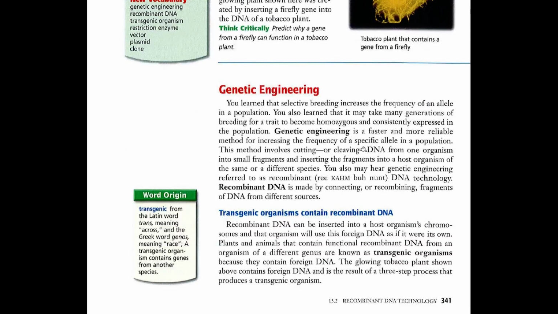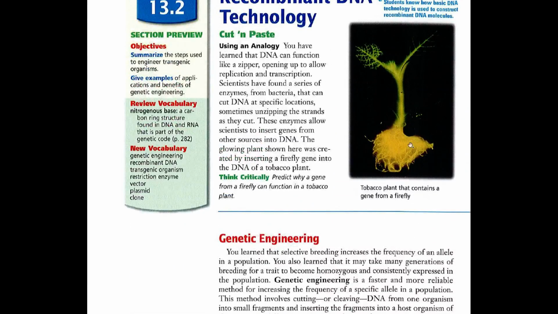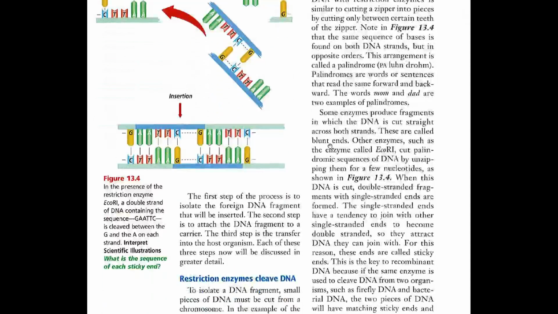If we can put DNA into a new organism, then that new host organism will use the foreign DNA as if it were its own, because remember, your body's just going to read the instructions, and if you come in and change the instructions, your body's still going to read it. It doesn't matter where the instructions came from. If this happens, those organisms are known as transgenic organisms because they contain foreign DNA. So this is a transgenic organism because it has foreign DNA inside of the plant. It has the firefly stuff inside of the plant.